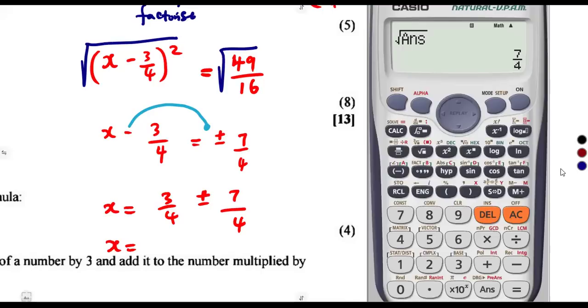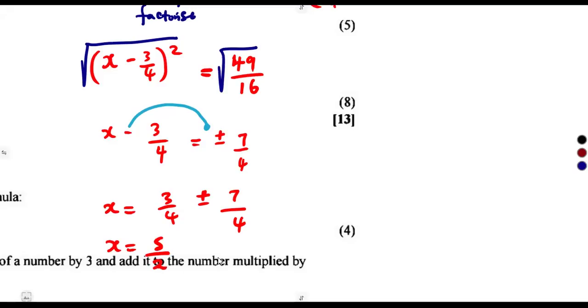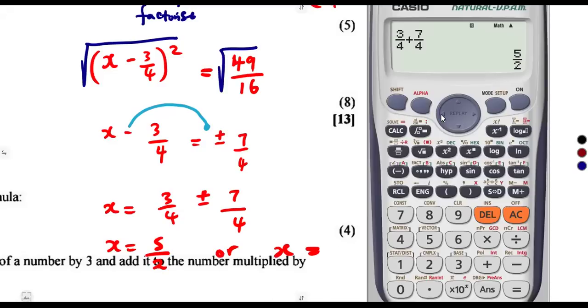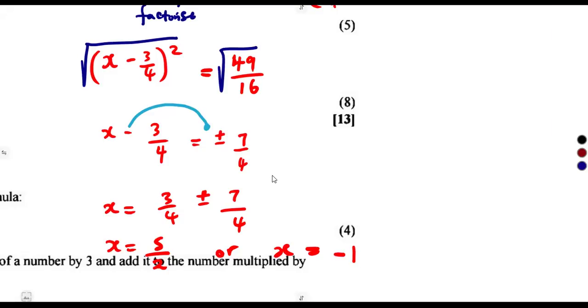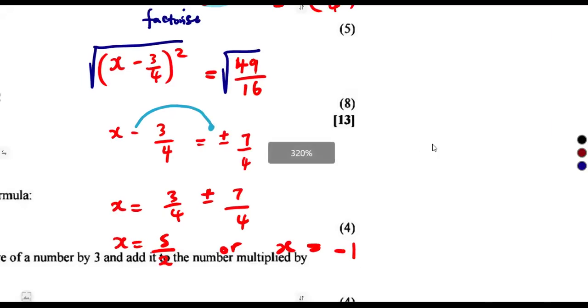Starting with the plus, what are you going to have? 3/4. We add this to 7/4. That was going to give us 5/2. So x is equal to 5/2, or x is equal to, you do the same thing with a negative this time. So you're going to put a negative here. Let's subtract here. That was going to give us -1. So x is equal to -1. These are the possible values of x that we can have.